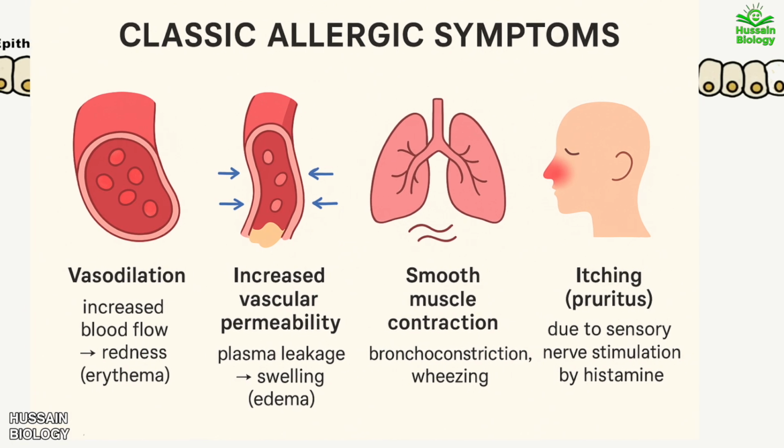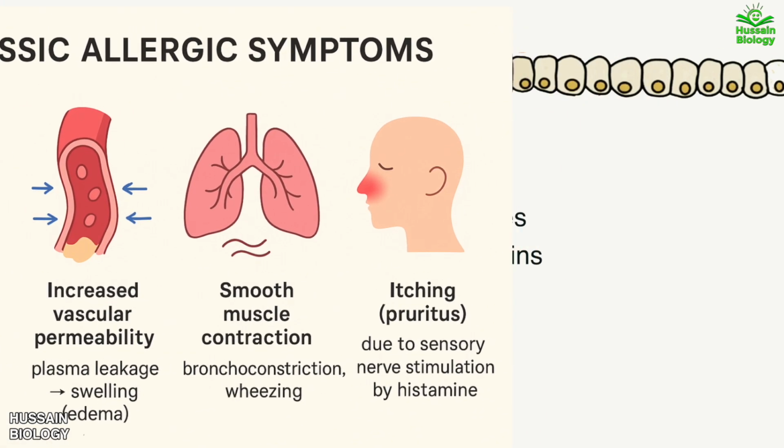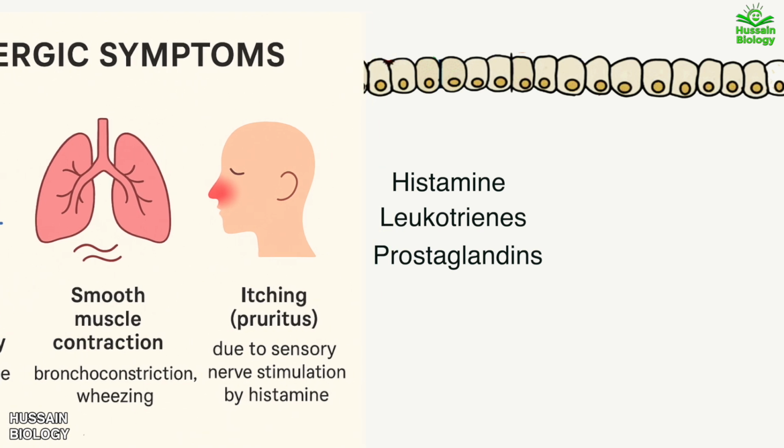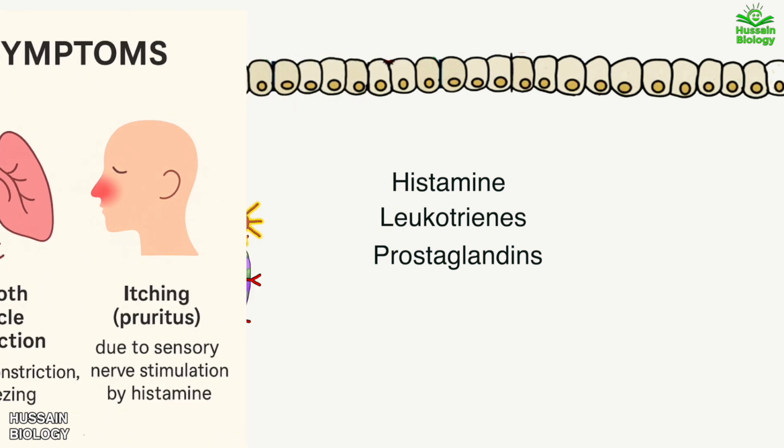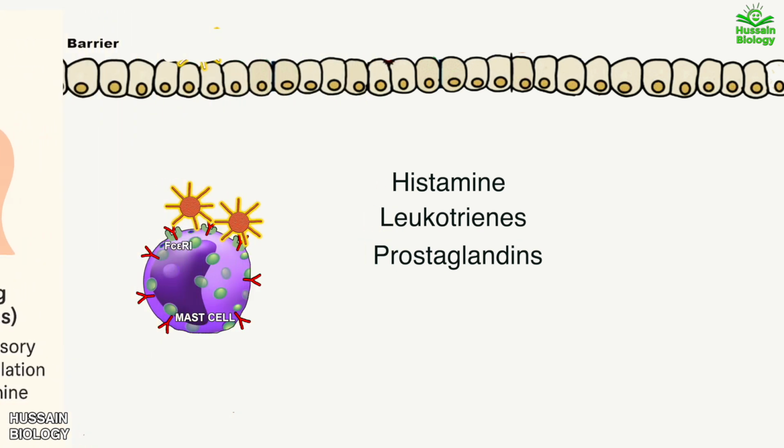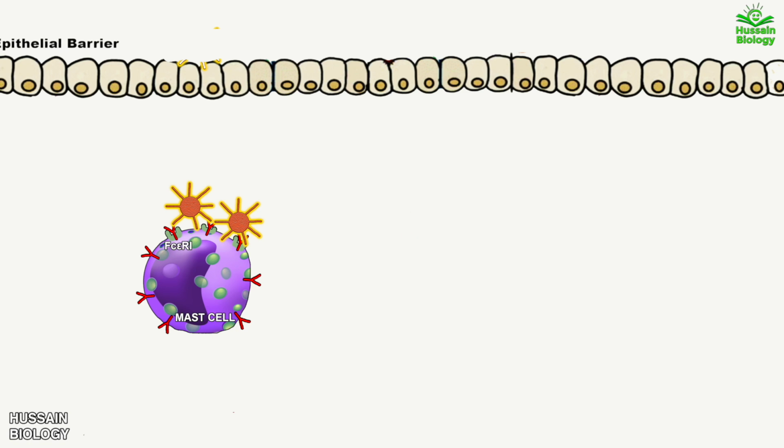The immediate phase, which occurs within minutes, leads to swelling, redness, and in severe cases like anaphylaxis. A few hours later, the late phase reaction begins, characterized by infiltration of eosinophils, basophils, and Th2 cells, which sustain inflammation and cause tissue damage if the response continues. So this is what type 1 hypersensitivity is.